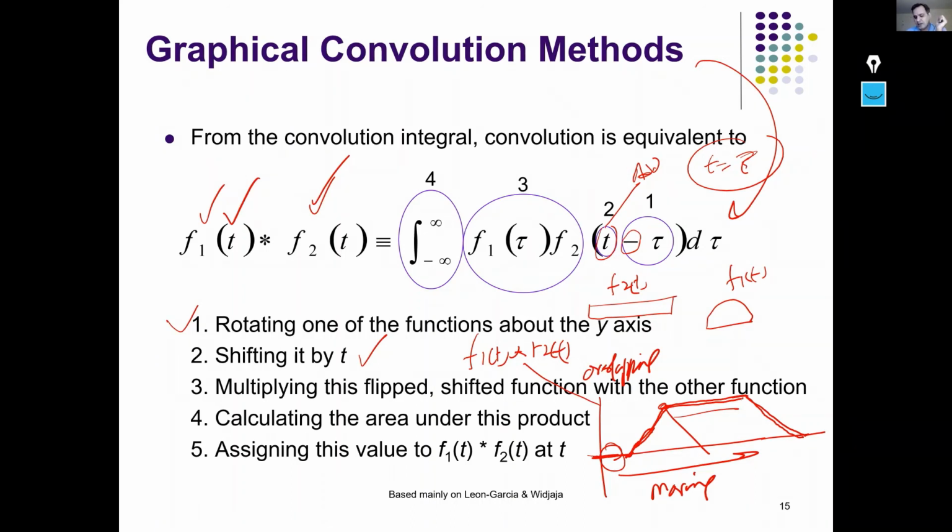And then we finished that length, overlapping started decreasing, and we reached a minimum, and then there was no overlapping again. So calculating the area under this product, that's what the convolution is. Okay.